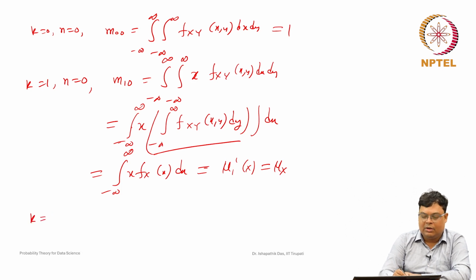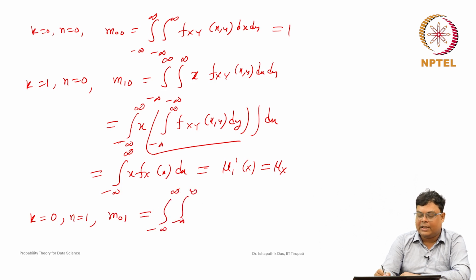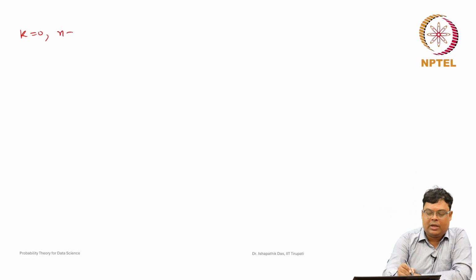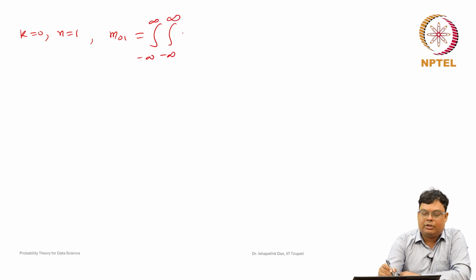Now, for k is equal to 0, n is equal to 1, we will get m_{01}. Similarly, this is the double integral from minus infinity to plus infinity of x to the power 0, which is 1, and y to the power 1, which is y, times f_{X,Y}(x,y) dx dy. Let us write it down in the next line. For the case k is equal to 0, n is equal to 1, we get m_{01}, the double integral of x to the power 0, y to the power 1 times f_{X,Y}(x,y) dx dy.